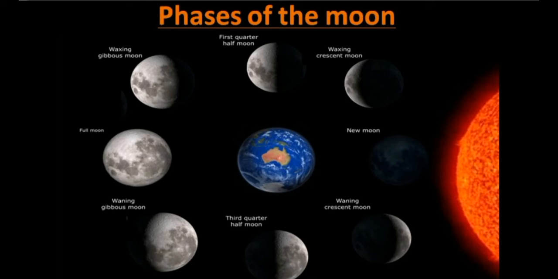And after 7 days we will see the first quarter, and after that we will see more than half of the moon, which is called gibbous moon. And about after 15 days, 2 weeks, we can see a full moon. When earth is between the moon and the sun, we can see the full moon. So these are the different phases of the moon which we can see from the earth.